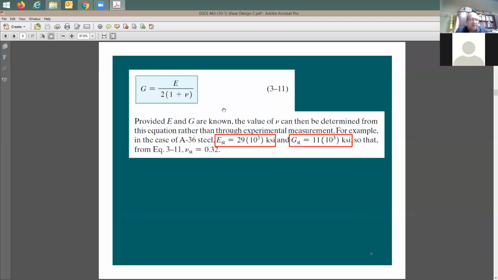The relationship between the modulus of elasticity and the shear modulus can be given by this equation. G, which is the shear modulus, is going to be equal to E divided by 2 times (1 plus nu). This nu is actually the Poisson's ratio.